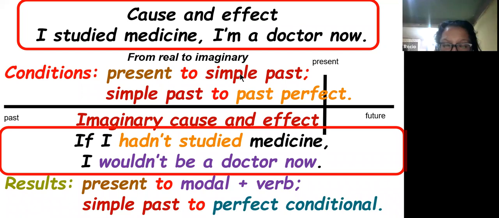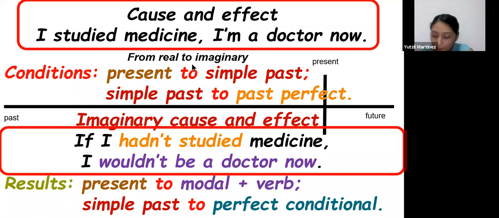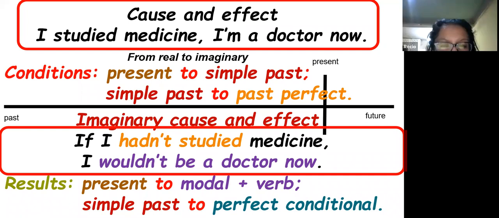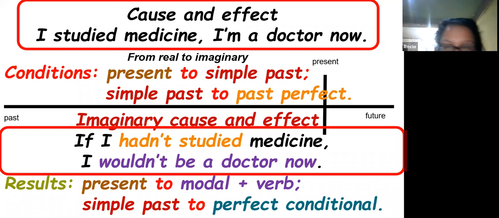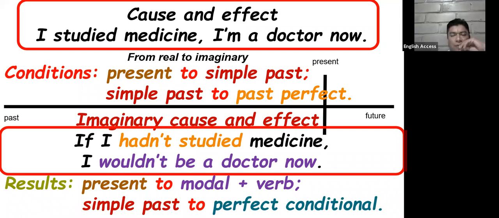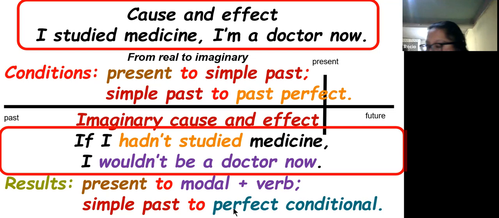And the simple past, the result. The result is simple past to what? Perfect conditional. If you can't see it, press Alt on your keyboard. Press Alt, and you should be able to see it. Can you see it? Perfect conditional on the bottom. Thank you very much.